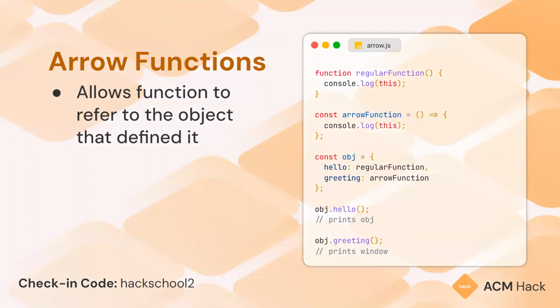So a cool thing about arrow functions is they allow the function to refer to the object it was defined in. So here, if we have an object, like we saw previously, we have hello, which is associated with the regular function, and greeting, which is associated with the arrow function. Both of them essentially do the same thing. They just print this. But if we call object.hello, this one will print the whole object. Whereas if we do object.greeting, this one will return the window, and it will print the window that you're in.